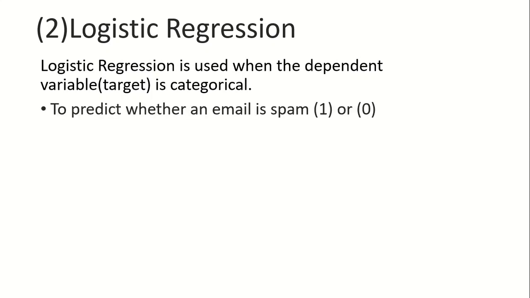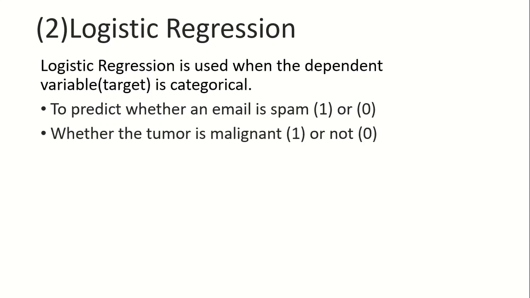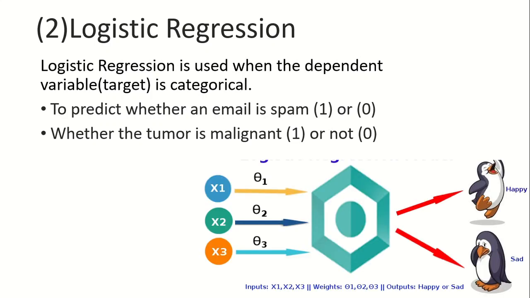To predict whether an email is spam or not, that's a classification. We classify an email into category 1 or category 2. Category 1 is spam, category 2 is non-spam. That's an example of a logistic regression problem. Another example is whether a tumor is malignant or not. Again it's a classification, yes or no. We apply logistic regression to these kinds of categorization problems.